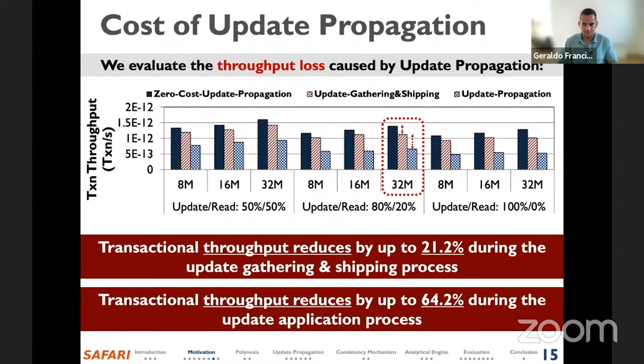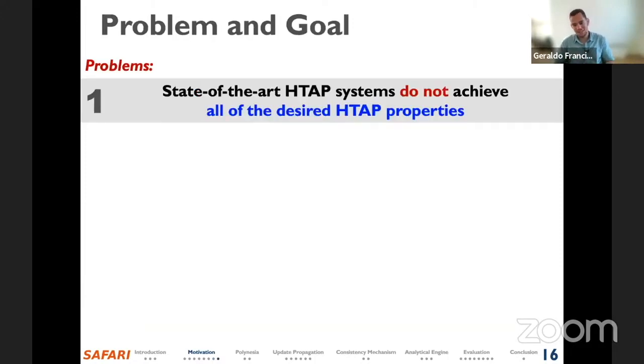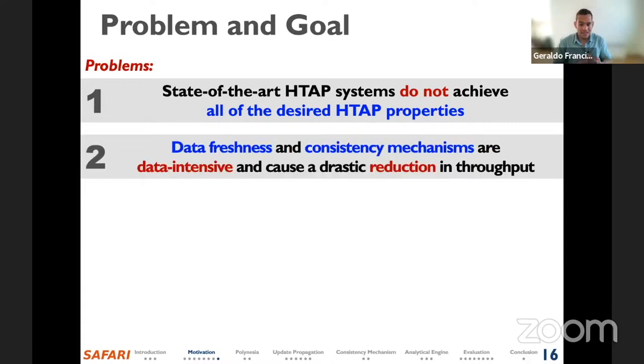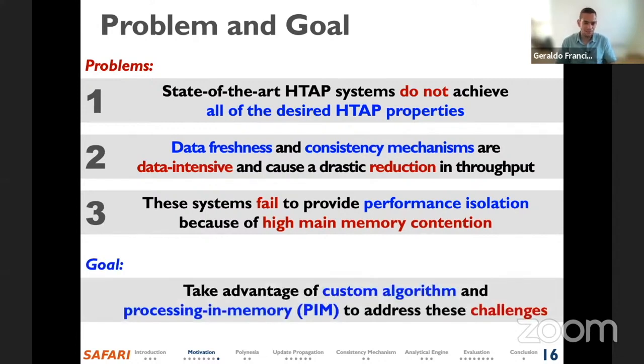We conclude our analysis by identifying three major limitations of state-of-the-art HTAP systems. First, they do not meet all of the desired HTAP properties, failing to provide high data freshness and data consistency, performance isolation, and workload-specific optimizations at the same time. Second, data freshness and data consistency mechanisms suffer from data movement overhead and are highly data intensive, leading to a reduction in transactional and analytical throughput. Third, the system fails to provide performance isolation due to the high contention in main memory. Based on that, our goal in this work is to take advantage of custom algorithms and hardware to address such limitations of current state-of-the-art HTAP systems.